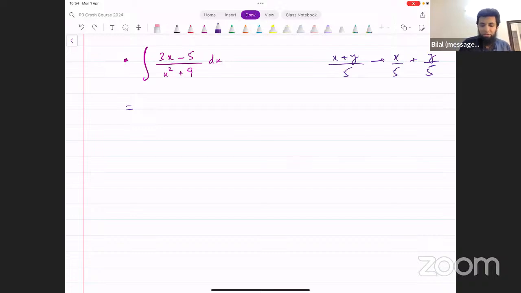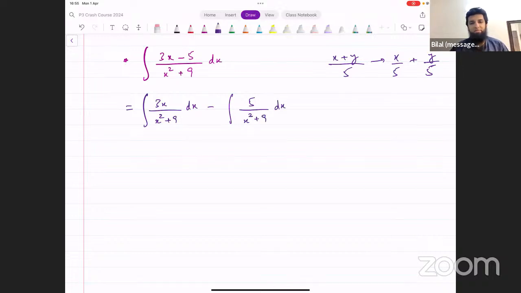We could write it as the integral of 3x over x squared plus 9, plus the integral of minus 5 over x squared plus 9, with respect to x. You could break it down into two parts like this. So what we're doing here is we're breaking the numerator, splitting the numerator into two parts. Okay?